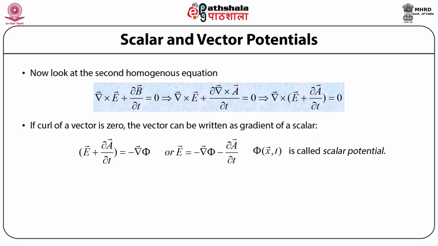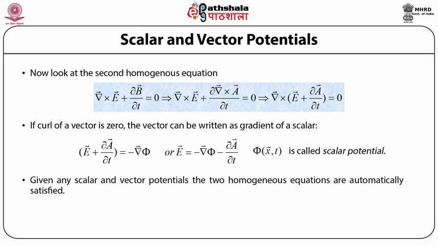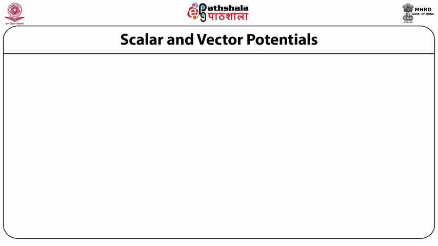So rewriting this equation, we get the electric field vector E is equal to minus of the gradient of the scalar potential phi minus the partial time derivative of the vector potential A, where the scalar potential phi is also a function of the position vector x and the time t. From this discussion, we can see that given any scalar and vector potentials, the two homogeneous equations are automatically satisfied.